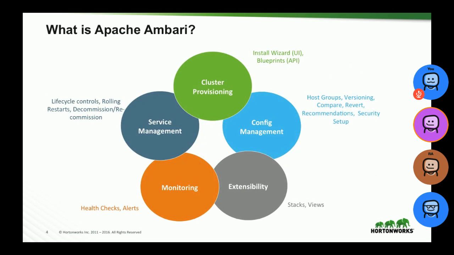So Ambari is an operational tool that allows you to do several things, as you can see on this slide: cluster provisioning, configuration management, extensibility, monitoring, and service management. So we're going to spend the next 35 to 45 minutes covering how you use these two things together, and Ali and Yolanda will be able to walk you through it and answer any questions that you may have.